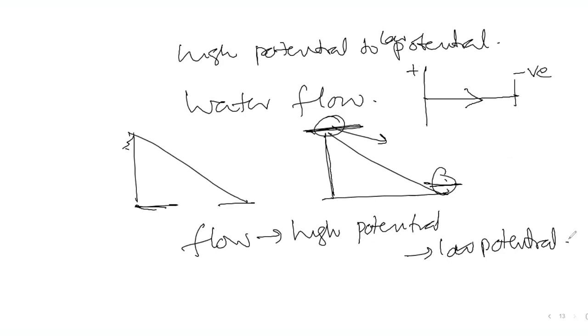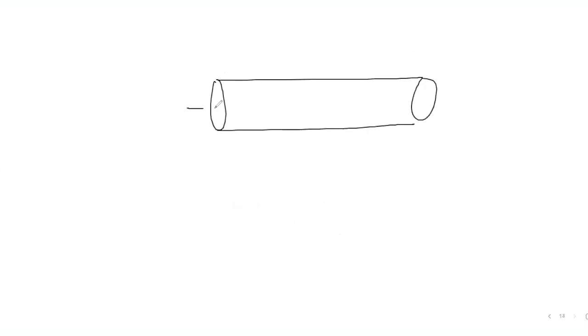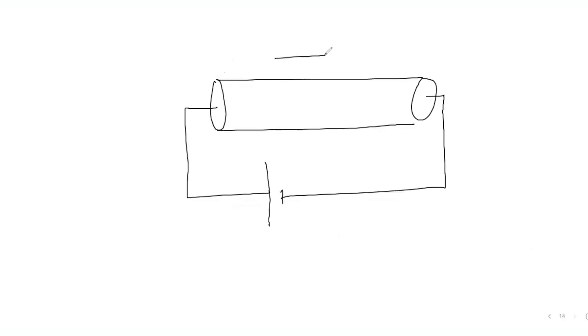For this flow, what happens inside the conductor? That we discuss. Now this is the conductor. I applied an electric field, and this is the electric field. Due to this electric field, the charge carriers experience some force. Suppose I take a positive charge here, it experiences the force in this direction. If I take a negative charge, then it experiences the force in the opposite direction.